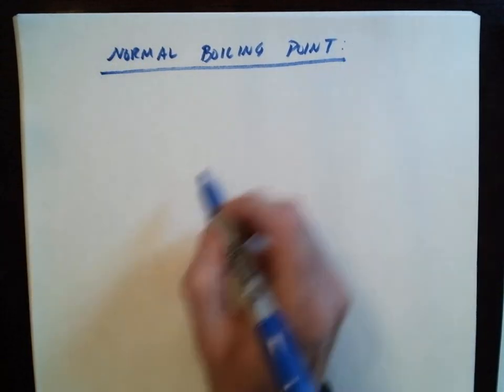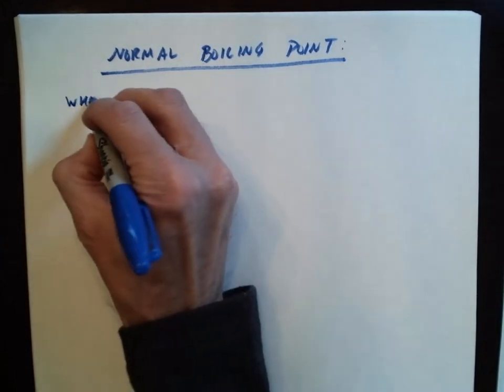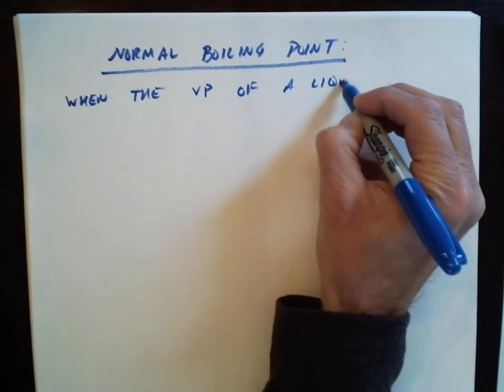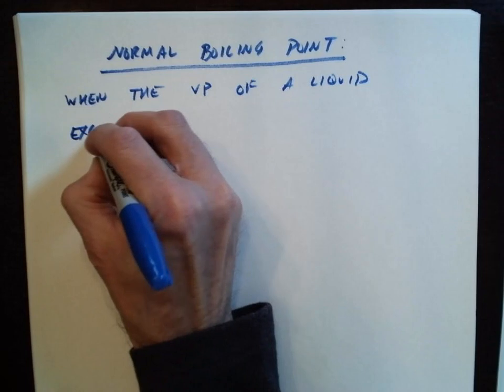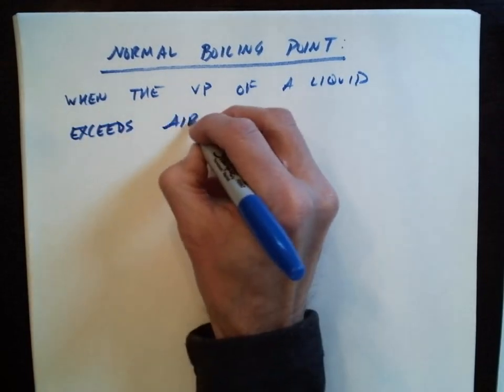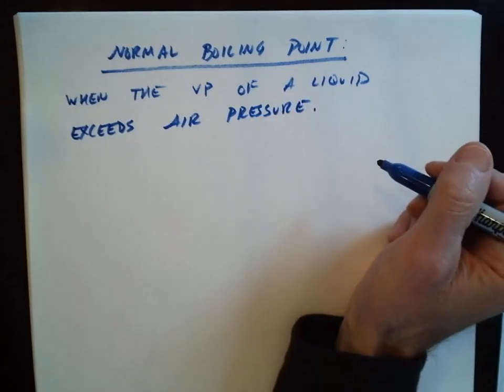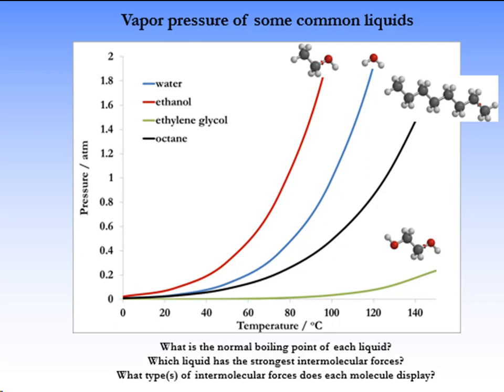So the normal boiling point is when the vapor pressure of a liquid exceeds atmospheric pressure. And I'm just going to write air pressure. When this happens, you get boiling to occur. So let's see if we can answer the questions below. What is the normal boiling point of each liquid? Which liquid has the strongest intermolecular forces? And what type of intermolecular forces might each molecule display?